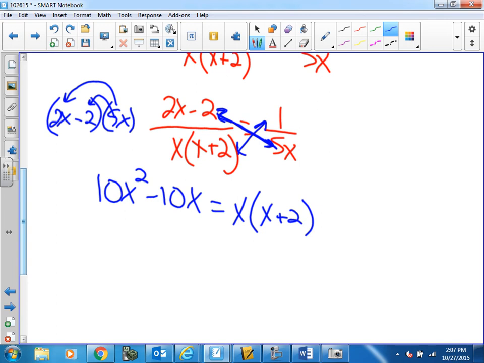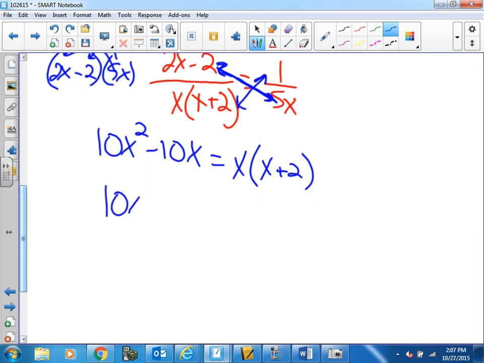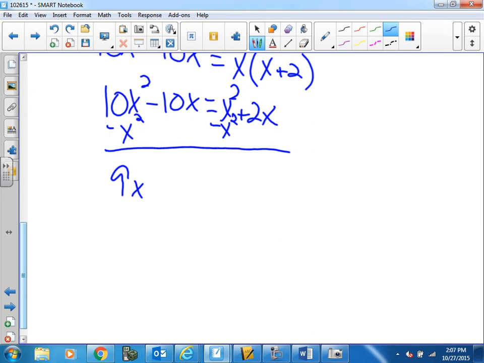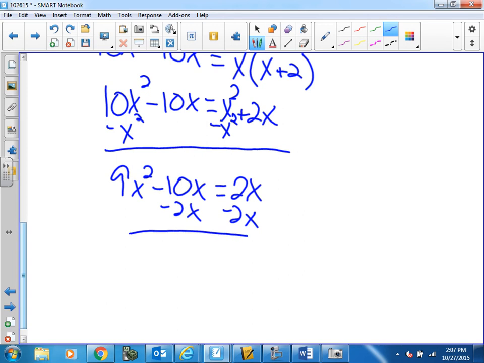And as you can see, if you watch the first part of the video, it's the same thing as what we had before. So we have 10x squared minus 10x equals x squared plus 2x. Alright, so now I'm going to go ahead and subtract x squared, and we're going to end up with 9x squared minus 10x equals 2x. Now we're going to subtract 2x, we end up with 9x squared minus 12x equals 0.